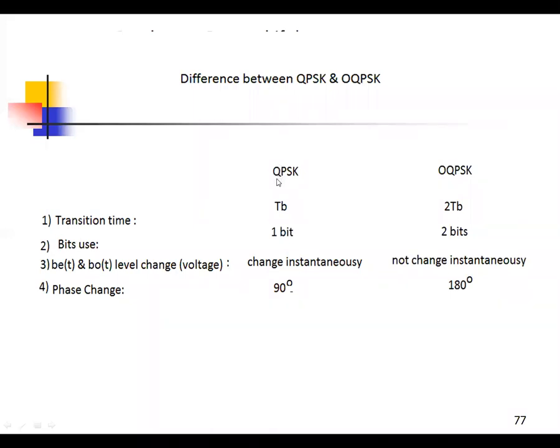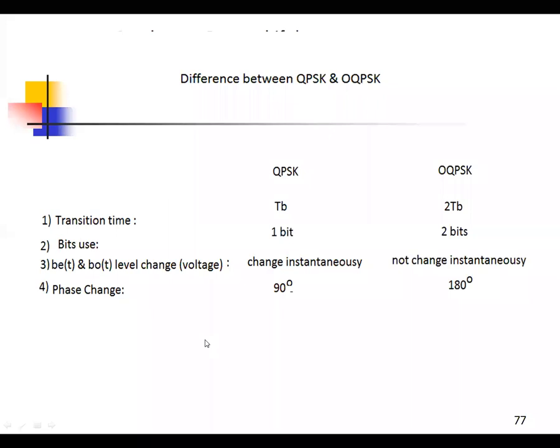In place of QPSK, please note non-offset QPSK. Non-offset QPSK has transition time TB. Offset QPSK transition time is 2 TB. Non-offset QPSK bit used is 1 bit. Offset QPSK bit used is 2 bits. Now the level change: there is instantaneous level change in the non-offset QPSK, and no instantaneous change in the offset QPSK. And the phase difference is non-offset QPSK 90 degrees, offset QPSK 180 degrees. Okay, this is the major difference.